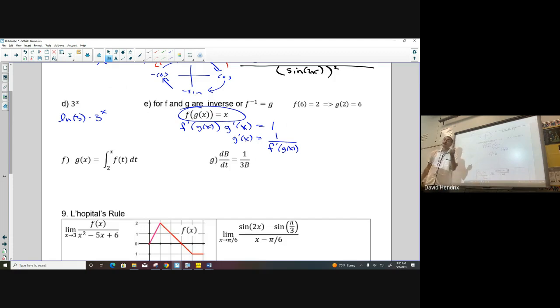The other thing about inverses, when you have an inverse function, you may remember from algebra 2, that the x and the y switch places. So if you have f of 6 equals 2, that means g of 2 equals 6. Sometimes you have to use that piece of information.